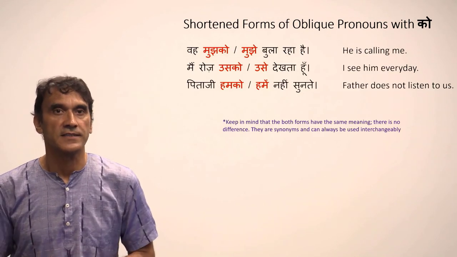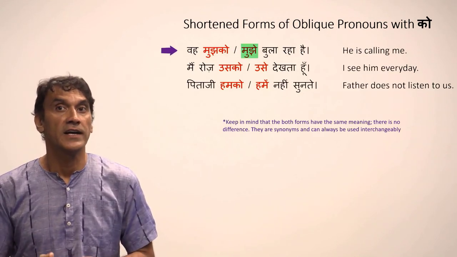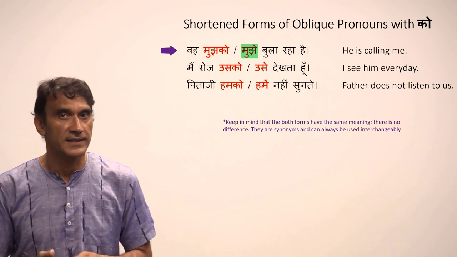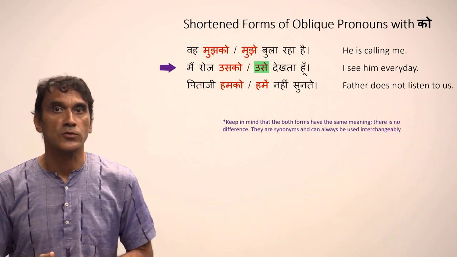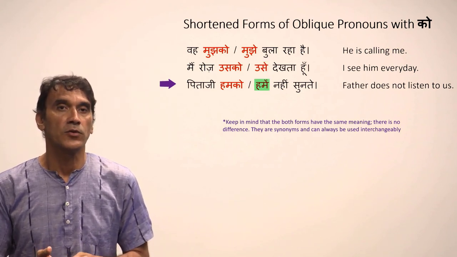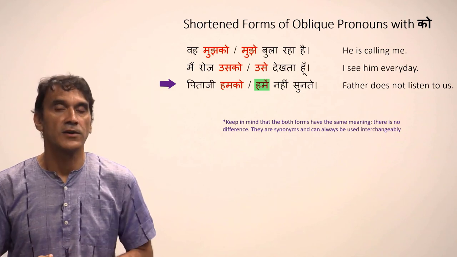Let's take some sentences. Wo mujhko bula raha hai, wo mujhe bula raha hai. He's calling me. Both forms have exactly the same meaning. Main roz usko use dekhta hoon. I see him every day. Pitaji hame humko nahi sunte. Father does not listen to us.